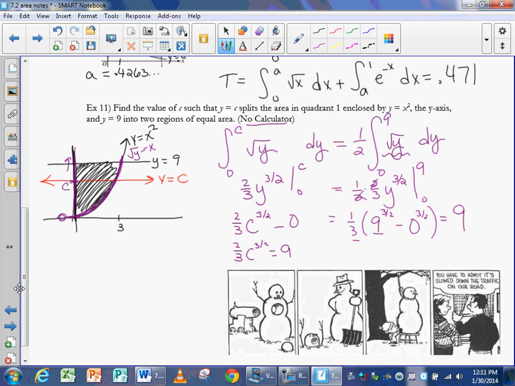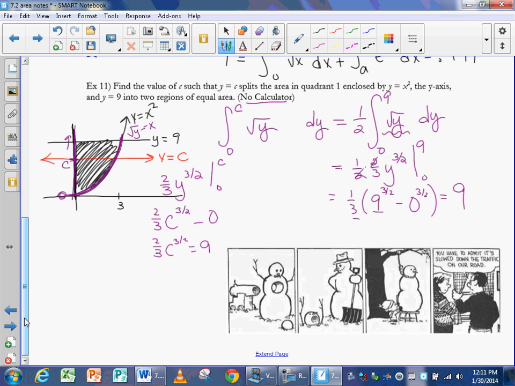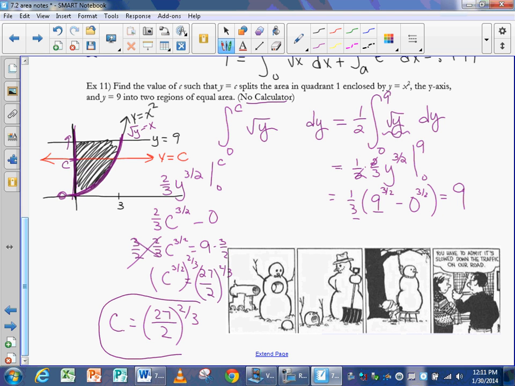So now I have 2/3 c to the 3/2 is 9. I'm running out of space here, so I'm going to shift myself so that I can follow in a line. 2/3 c to the 3/2 is 9. Multiply both sides by 3/2. Do a little algebra here. This is going to be 27/2. And then I'm going to raise both sides to the 2/3 power. And you might be thinking, ew, that looks really gross. You know what? No one cares. If you're solving without a calculator, you can leave your answer just like this.